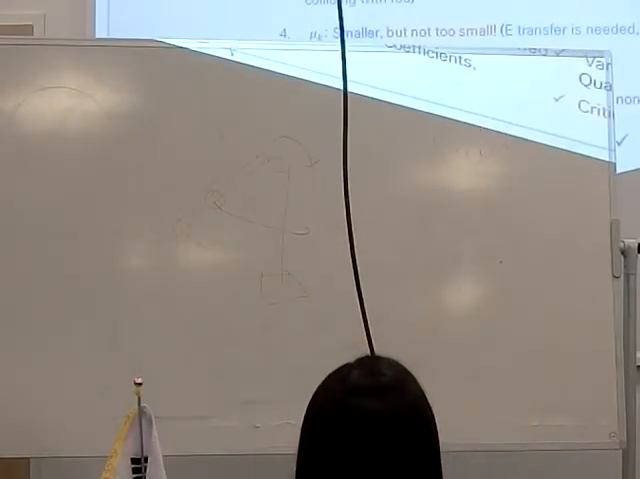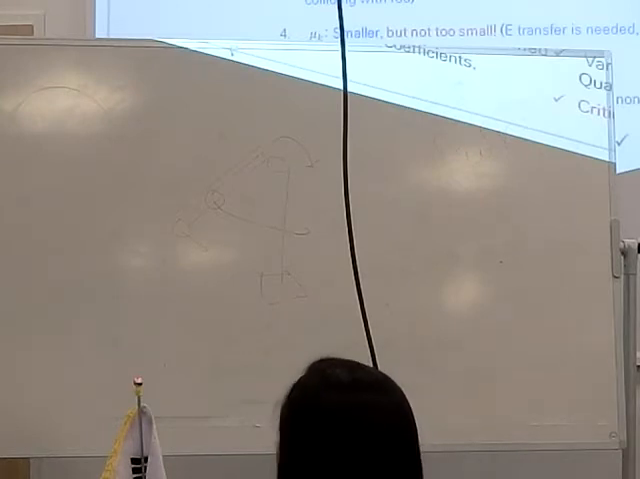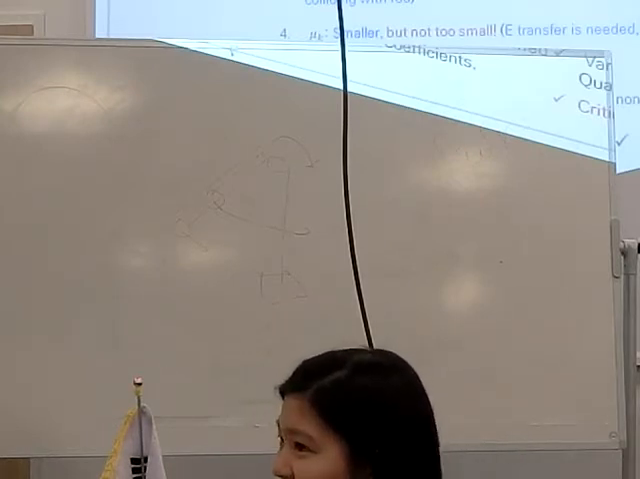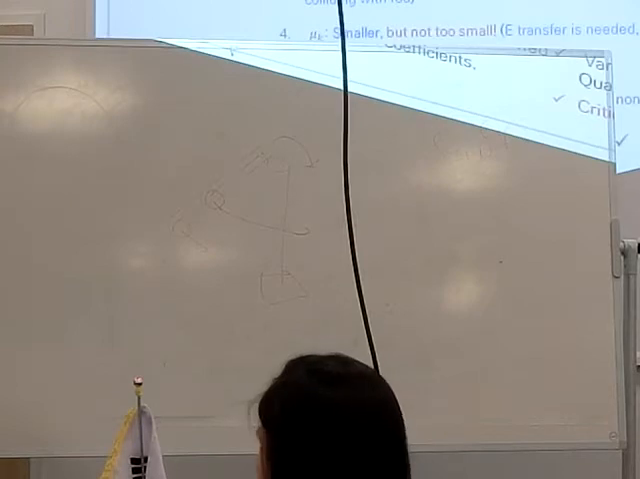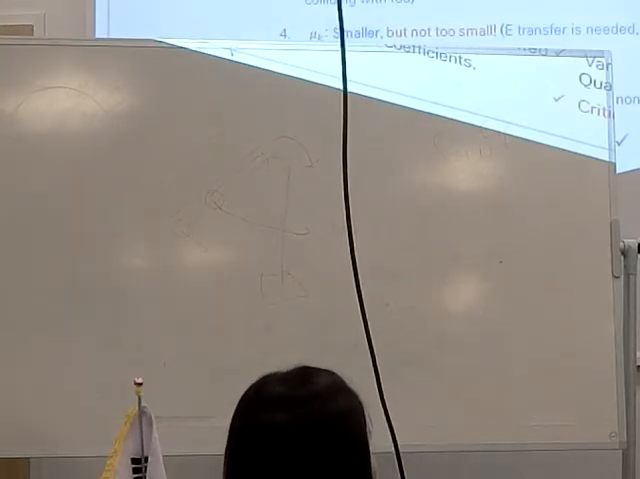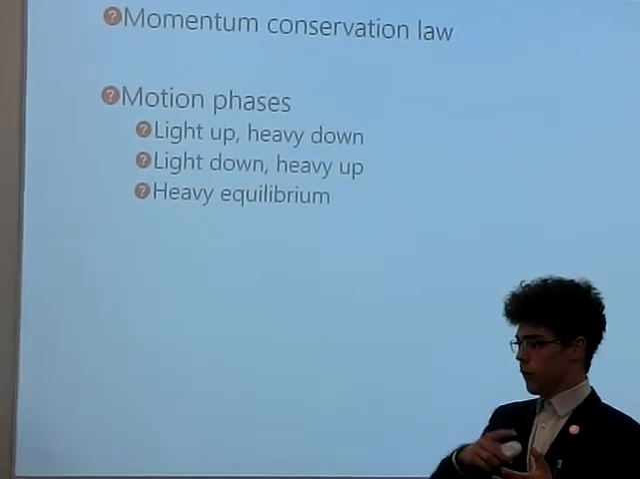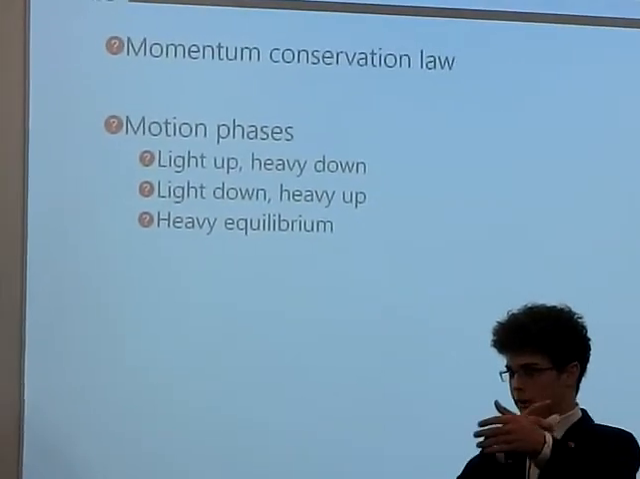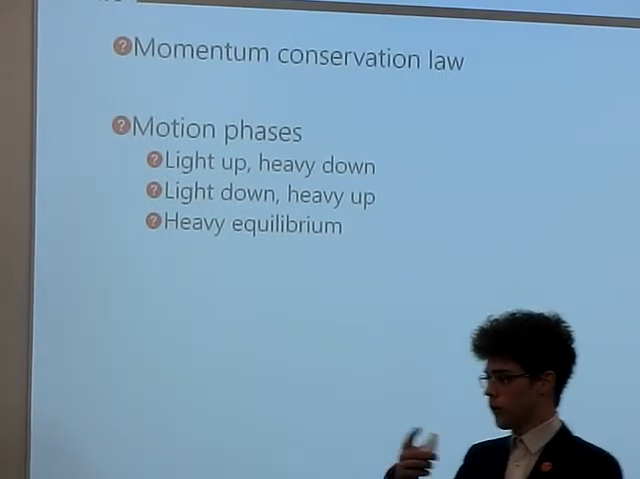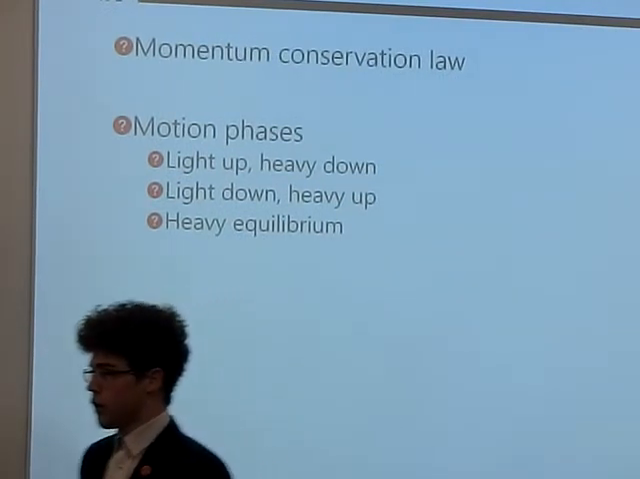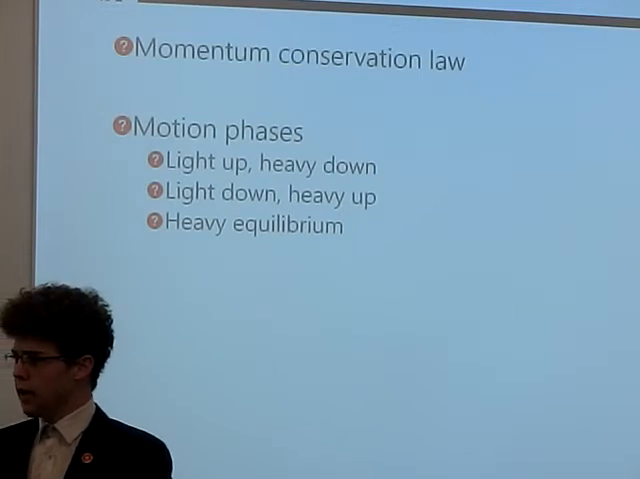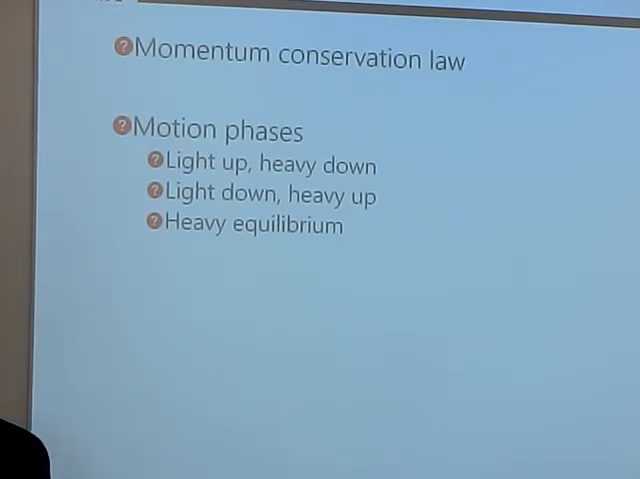Now I want to discuss the motion phases. Your theoretical model, as far as I can tell, predicts only two stages of motion: when the heavy load stays in its equilibrium, and when the heavy load falls down and drags the light load up. Do you think these are all of the possible motions? It is not.